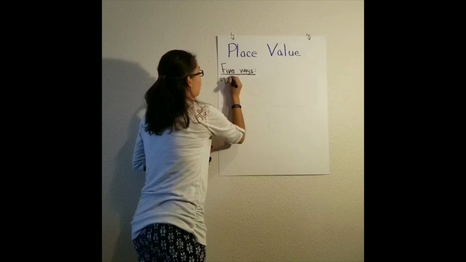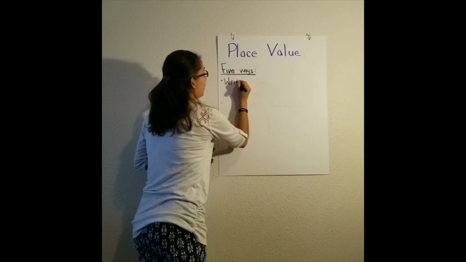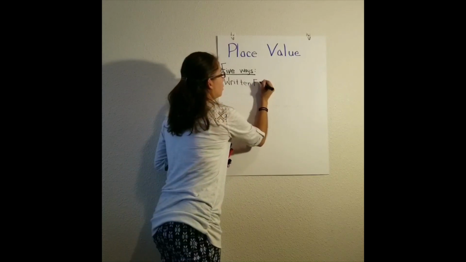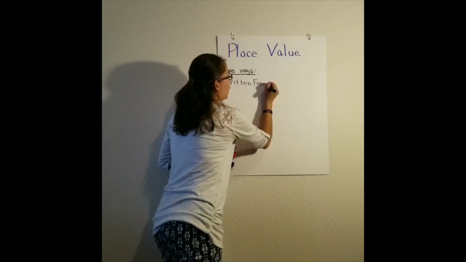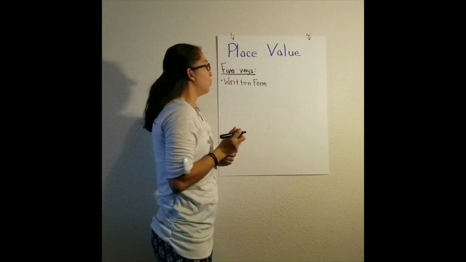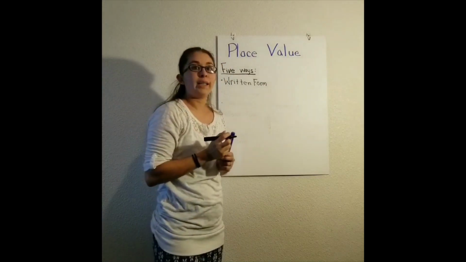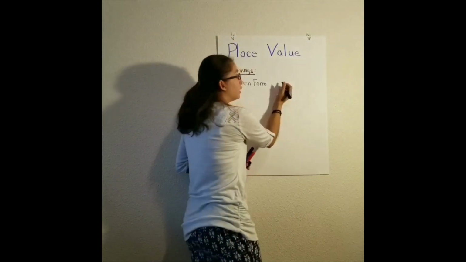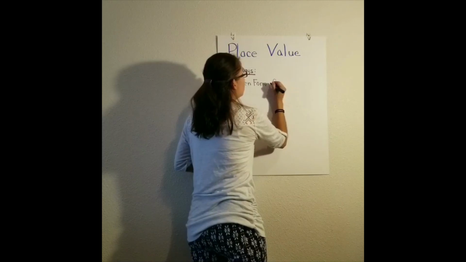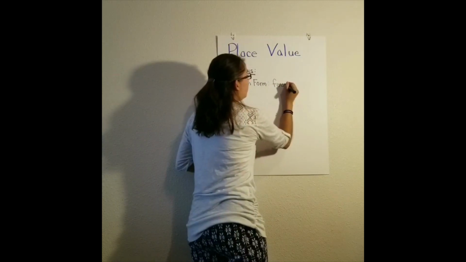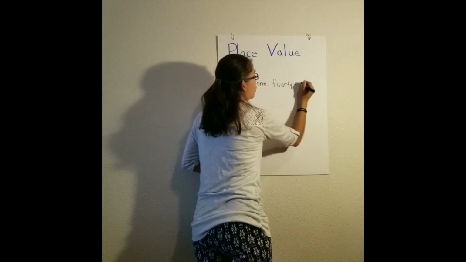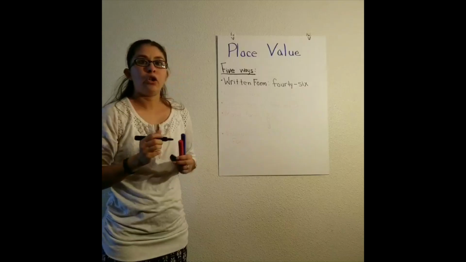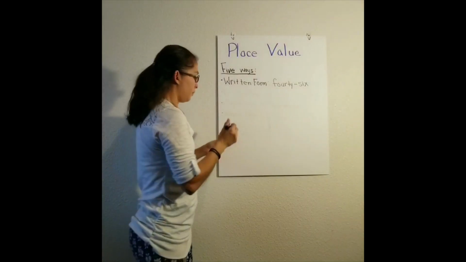Now, written form is where you are going to write out the number in word form. For example, if you want to write the number 46, you're going to write it in words. Forty-six. That is one way that we can do place value, which is written form.